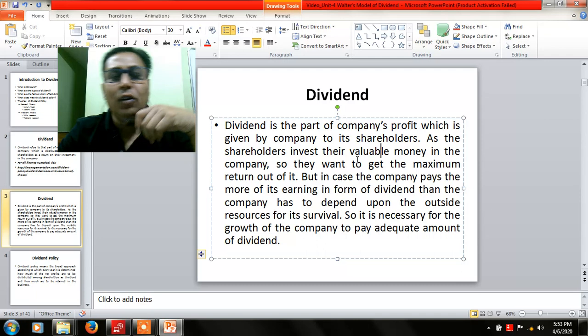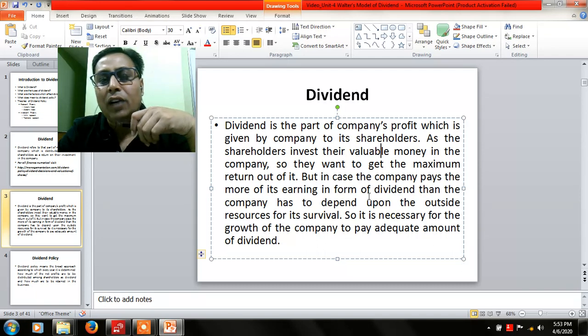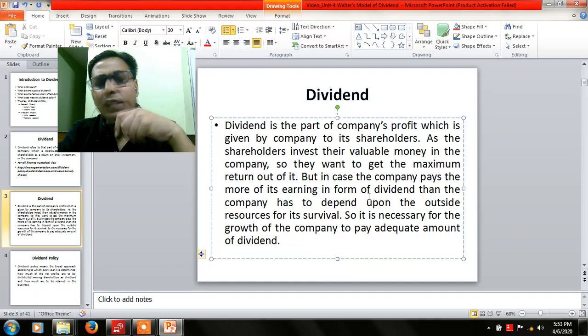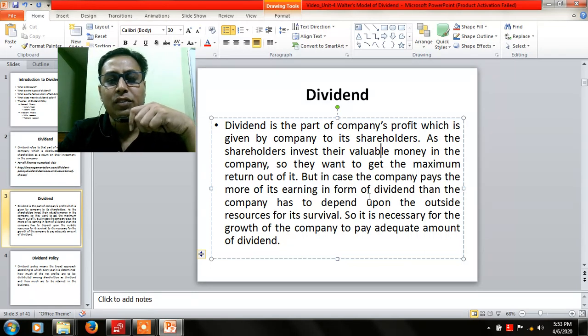As the shareholders invest their valuable amount of money in the company, they want to get the maximum return out of it. But in case the company pays more of its earnings in the form of dividend, then the company has to depend upon outside resources for its survival. Therefore, it is necessary for the growth of the company to pay an adequate amount of dividend.